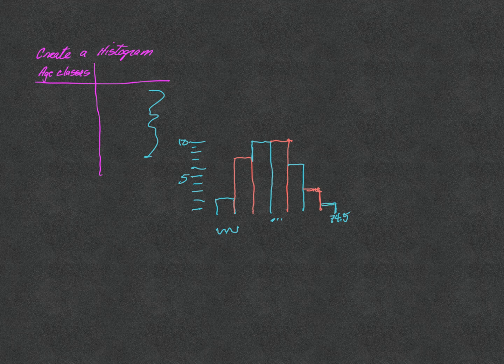Now, sometimes you'll have a class that does not have any frequency, any data at all in the class. And so it helps you find missing data.